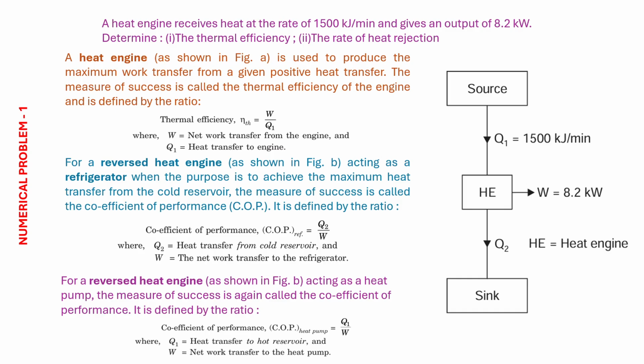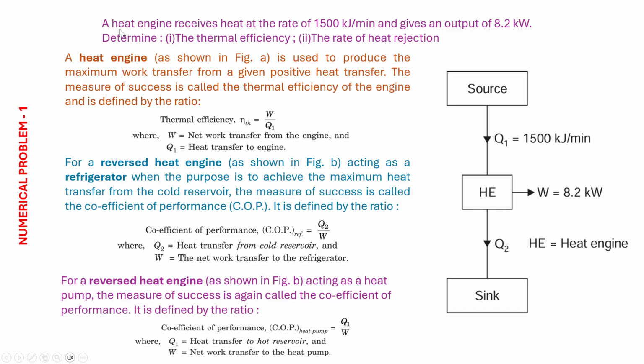Again, we are dealing with the same problem we had in the previous video lecture. A heat engine which receives heat at the rate of 1500 kilojoule per minute gives an output of 8.2 kilowatt. Determine the thermal efficiency and the rate of heat rejection. So with two given data, we are supposed to find two unknowns: one is thermal efficiency and another one is rate of heat rejection.